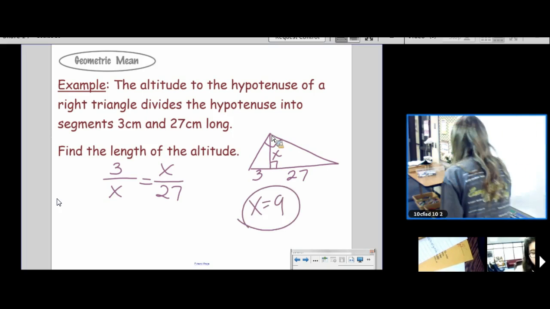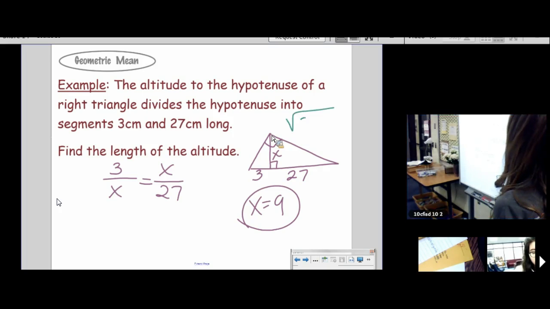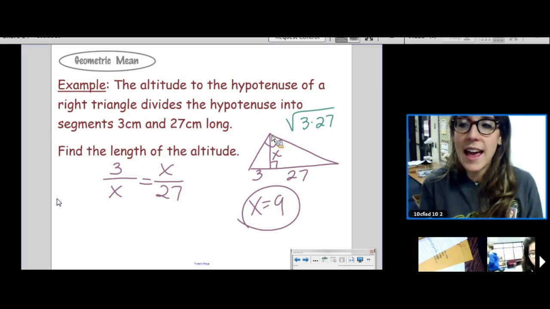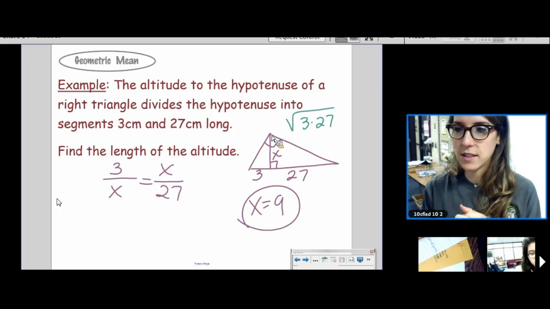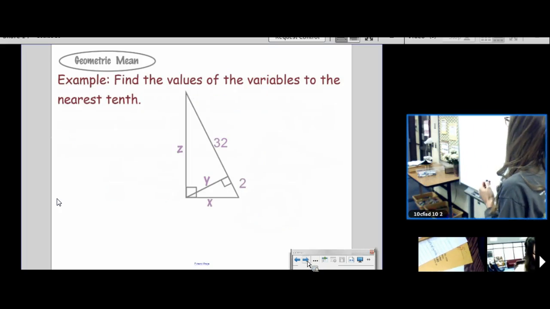Once again, I keep saying this, but could you have just read this problem and done this? If you knew what it was asking for and you knew there wasn't a leg involved, then yes, you could have just gone straight to your calculator, square root of 3 times 27. Yes, you could have. Last problem of the day.